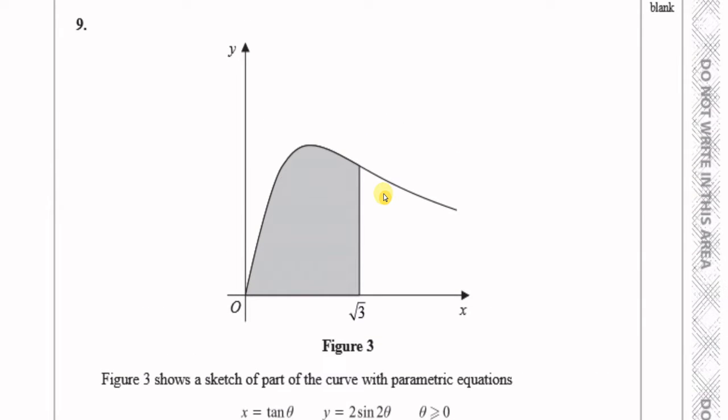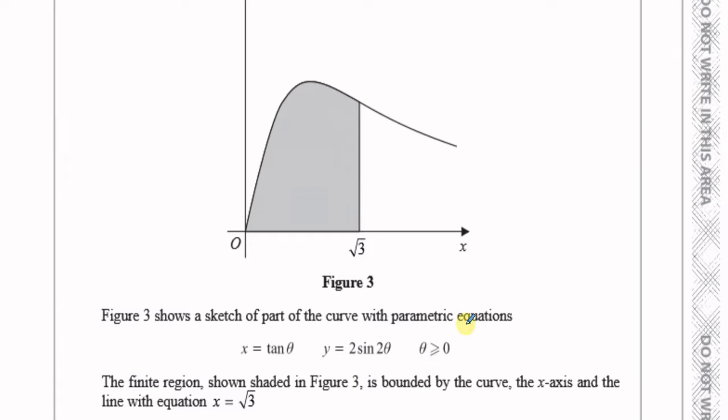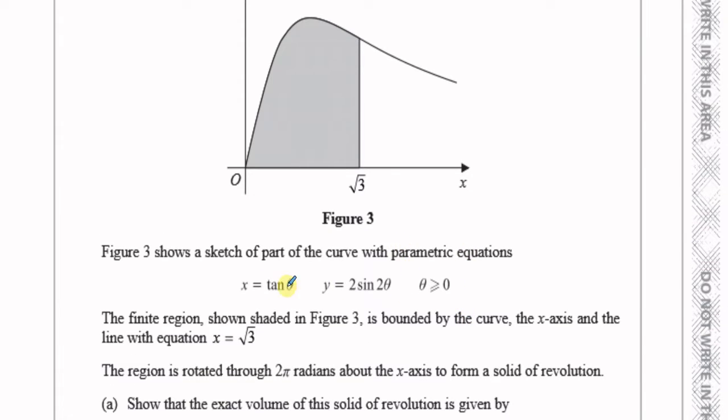We're given a sketch of the part of the curve with parametric equations x equals tan theta and y equals 2 sine 2 theta. So it's a parametric equation, meaning it's been given in terms of a third parameter. It's not y equals some function of x, rather it is x and y both in terms of a third parameter theta, which defines the curve.